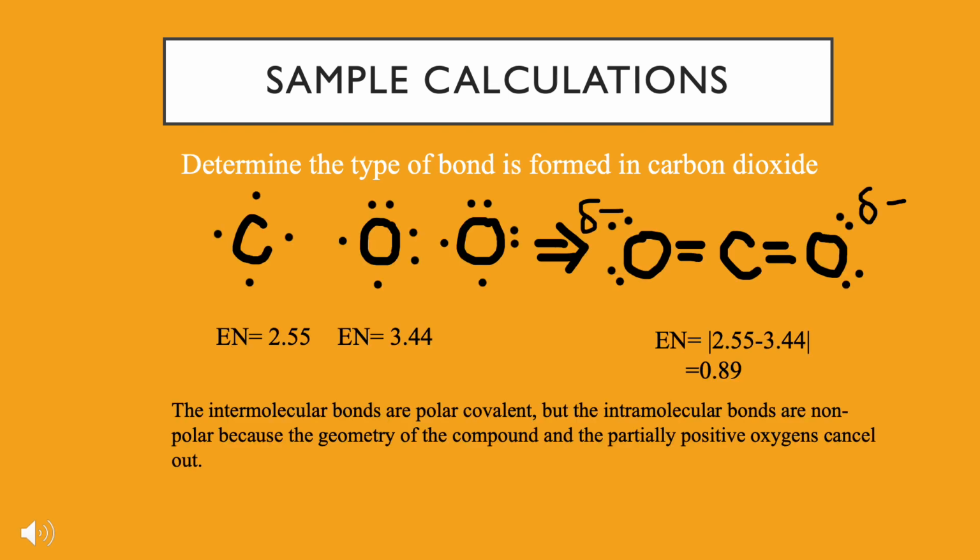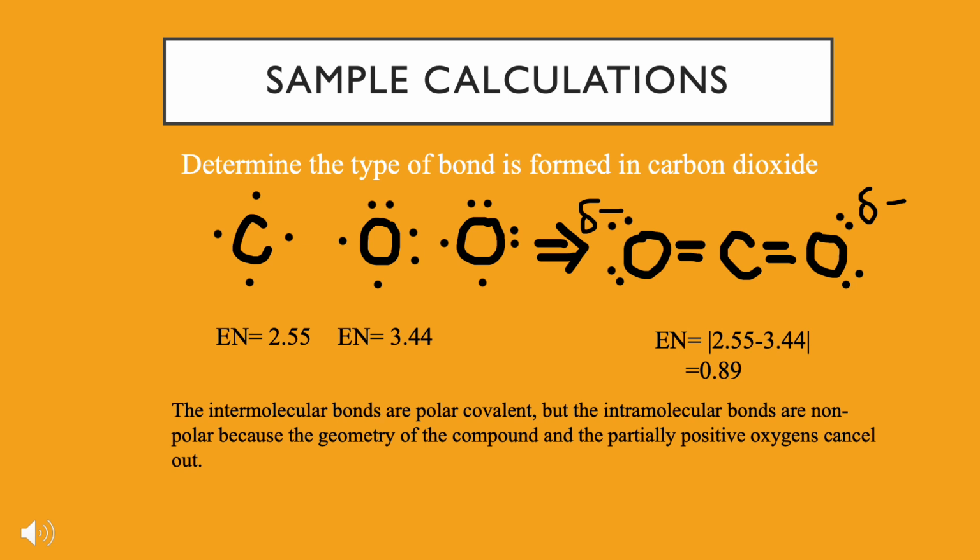Once again, the first step to tackling this problem is to draw out the Lewis dot diagrams for each individual molecule. After drawing them out, take the electronegativity. It is determined that carbon's electronegativity is 2.55 and oxygen's electronegativity is 3.44. The electronegativity difference, as seen on the right, is 2.55 minus 3.44. Take the absolute value of that, which gives the answer of 0.89.